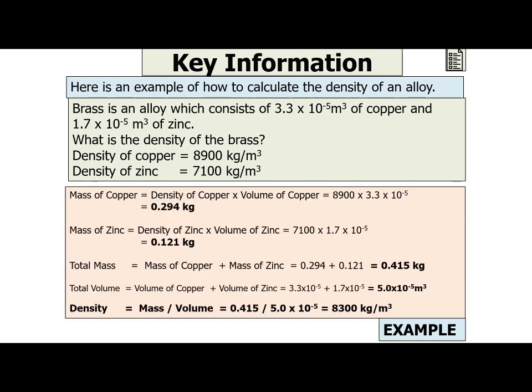So you work out the mass of the copper by doing the density of the copper times the volume of the copper. So you work it out to be 0.294 kilograms. You work out the mass of the zinc by doing the density of the zinc times the volume of the zinc, so it's 0.121 kilograms. The total mass is the mass of the copper plus the mass of the zinc, so it's 0.415 kilograms. The total volume is the total volume of the copper and the zinc, so it's 5 times 10 to the minus 5 meters cubed. So therefore the density is the total mass over the total volume, so it's 8,300 kilograms per meter cubed. And that's how you work out the density of an alloy.